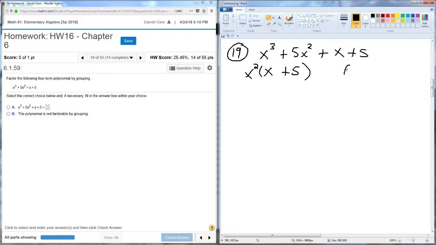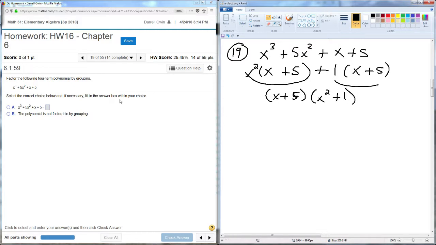Copy this parentheses over here, x plus 5. What is the GCF of the right two terms? Nothing, it's just plus 1. So the GCF of these two terms that I just created is x plus 5. The leftover always goes in parentheses. That's it.